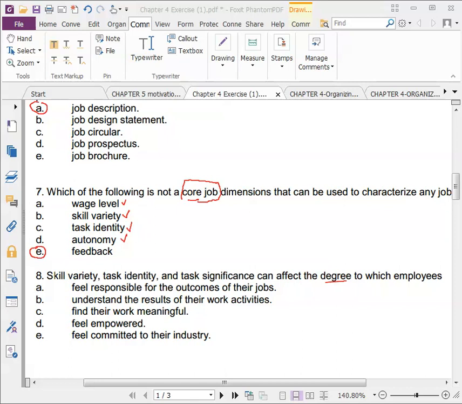The answer is B. Okay, so that is wrong. The correct answer is actually A: responsible for the outcome of their jobs. That is the correct answer.